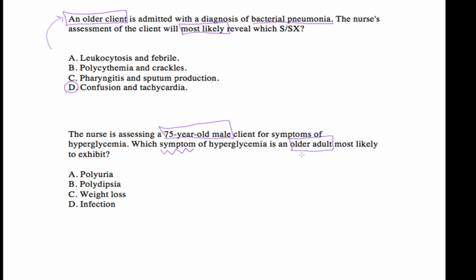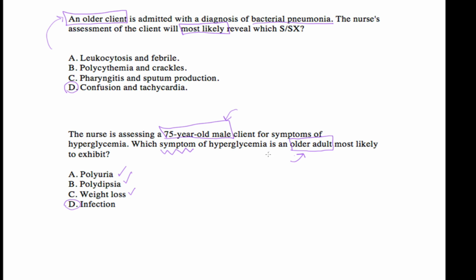So I have polyuria, polydipsia, weight loss, infection. Well, I know that polyuria, polydipsia, and weight loss, these are all symptoms that I might expect to see in somebody that has hyperglycemia. But this question is very specific to the older adult. It wants to know what I might see in this client. And in this client, infection. Again, you see that these are atypical symptoms and atypical signs that you find in the older adult when there's some type of pathophysiology happening.